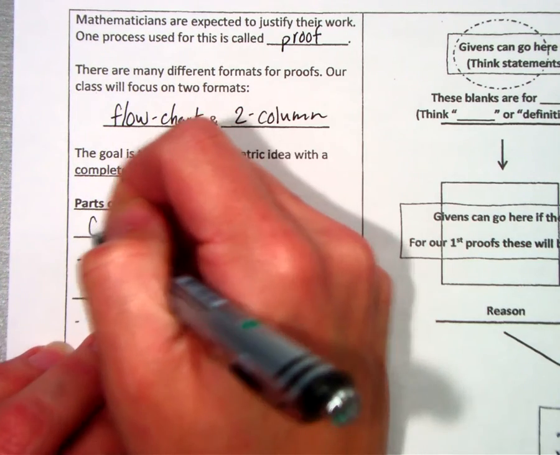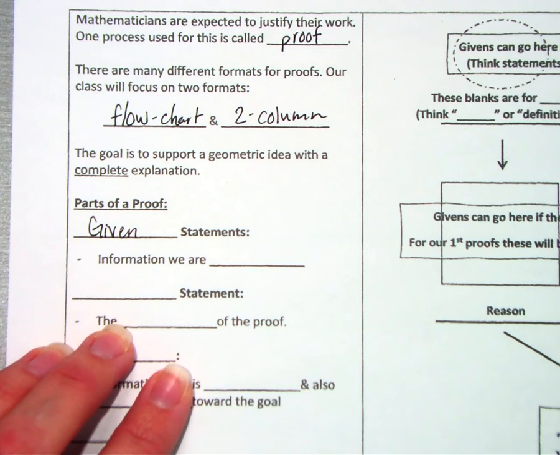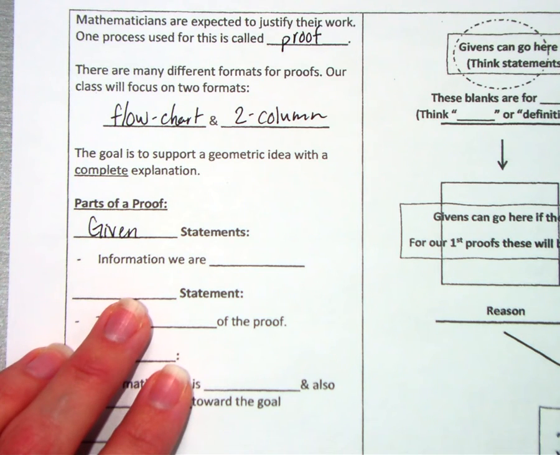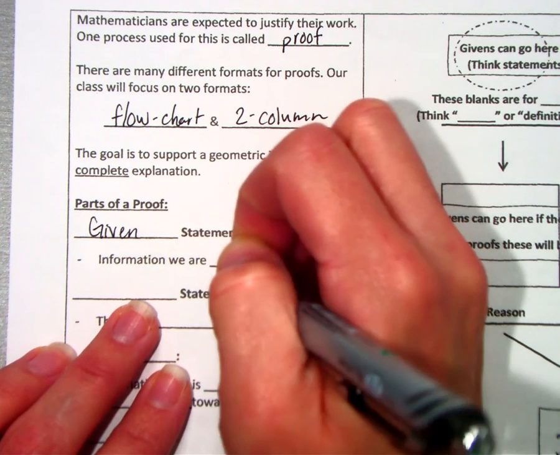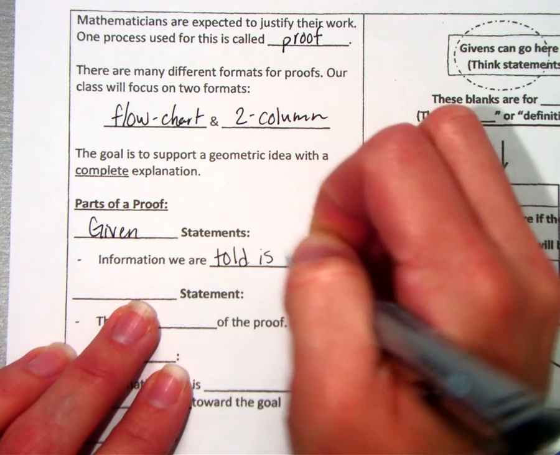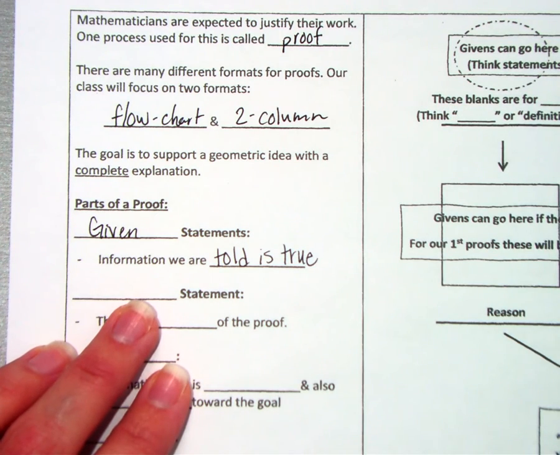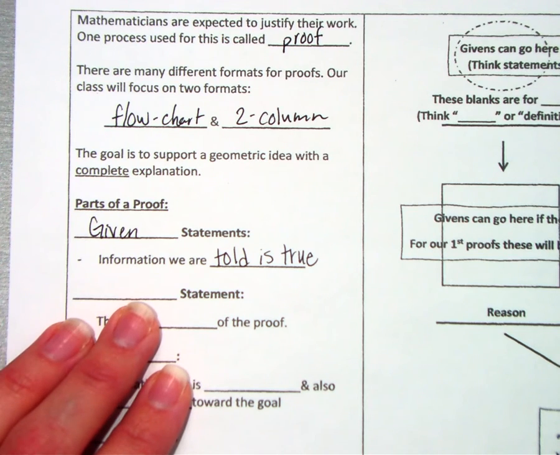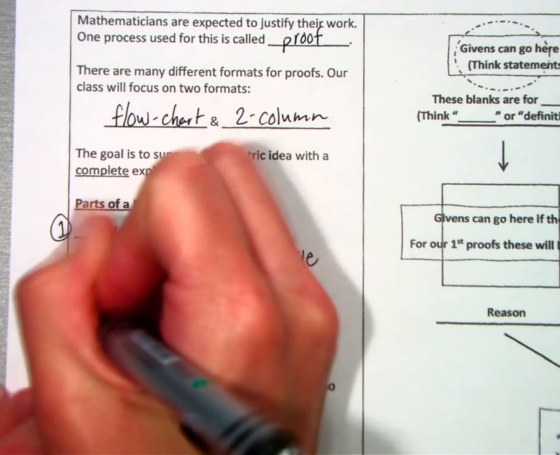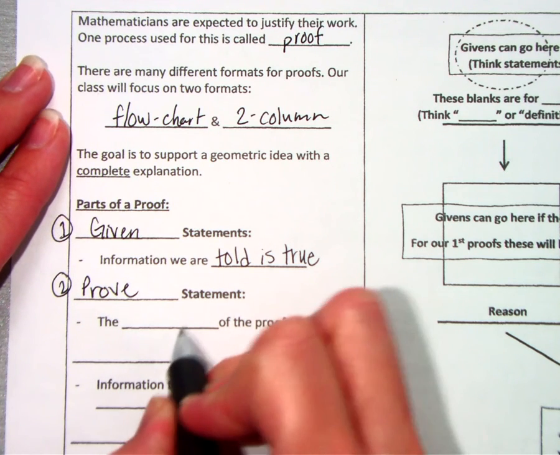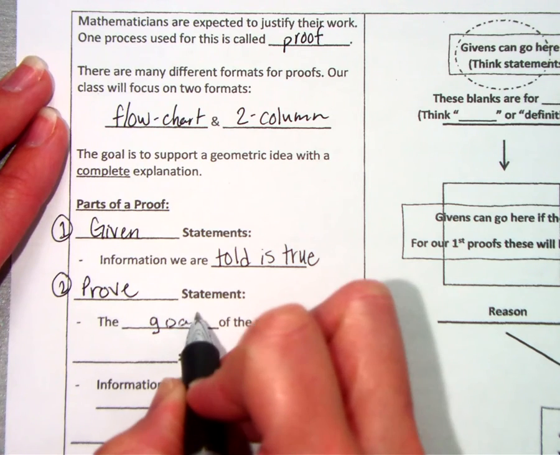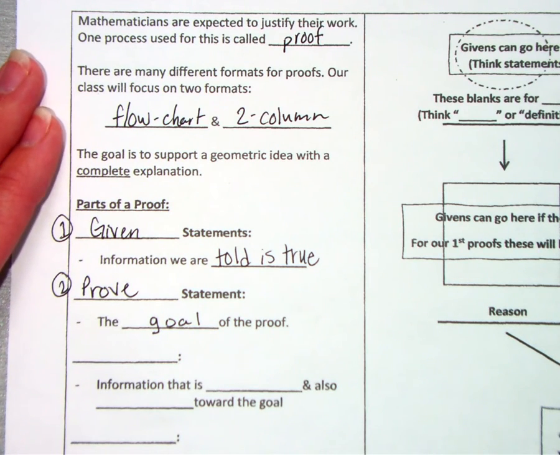We start with the given statements. The given statements are information that we are told is true from the beginning of the proof. So the very first thing you have is the given. The second thing that you have is your prove statement. The prove statement is the actual goal of the proof. So that's what I want in the end.